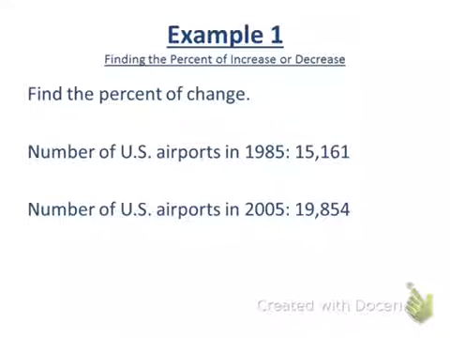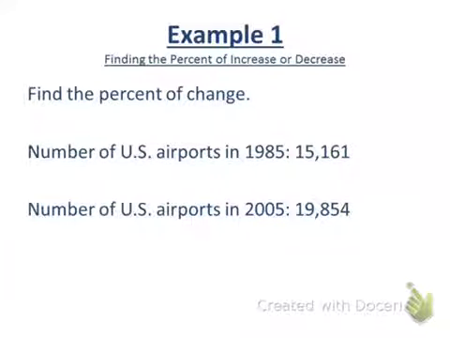Find the percent of change is the direction here. The number of U.S. airports in 1985 was 15,161. The number of U.S. airports in 2005 was 19,854. So find the percent of change. What's the formula? It's the amount of change over the original amount times 100.